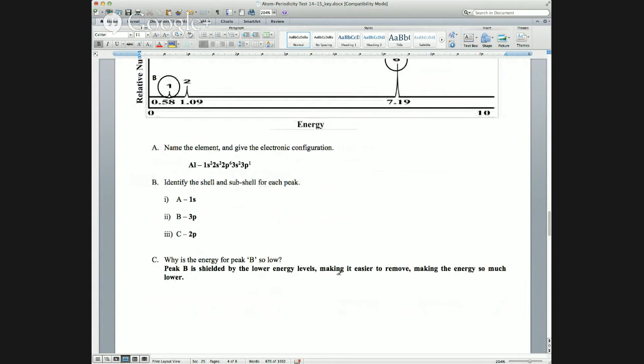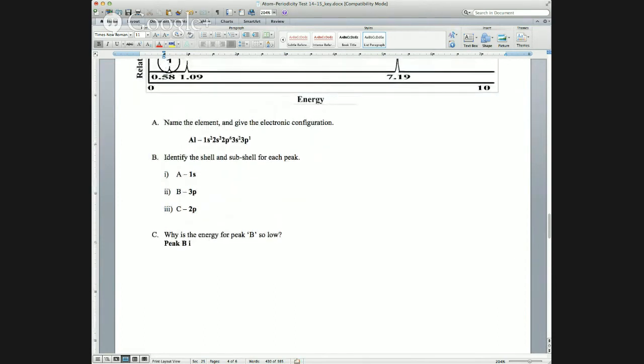So what is this? This is a horrible explanation. Did I write that? I sure hope that's not how I graded your peak B. But why is the energy so low? I'm so sorry. No, that's right then. Oh, I must be tired. Peak B is shielded by lower energy, right? Gee whiz, very tired. My apologies.